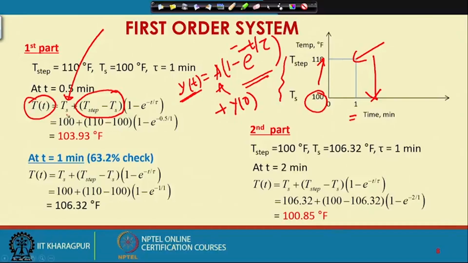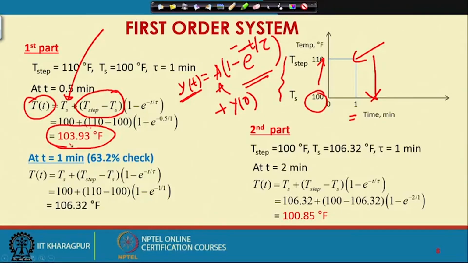The initial temperature it was showing is 100, the step input of magnitude 10 is 110 minus 100, and 1 minus e to the power minus 0.5 by 1. 0.5 minute is the time at which I want the response. So, this is computed as 103.93 degree Fahrenheit. So, this is the response at 0.5 minute.